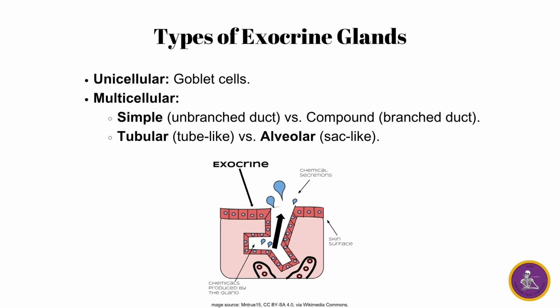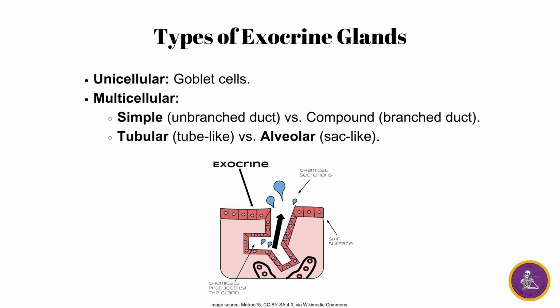Even though they operate locally, these glands are essential for maintaining homeostasis across multiple organ systems. Exocrine glands can be either unicellular or multicellular. The main example of a unicellular gland is the goblet cell, which secretes mucus directly onto the surface of epithelial tissue.